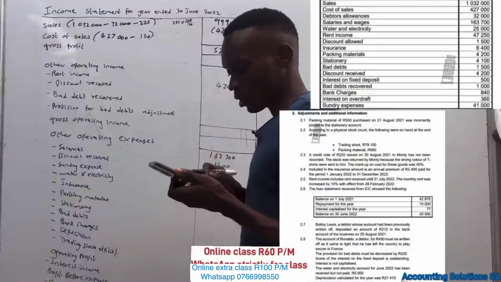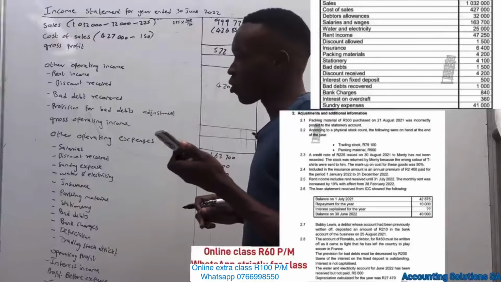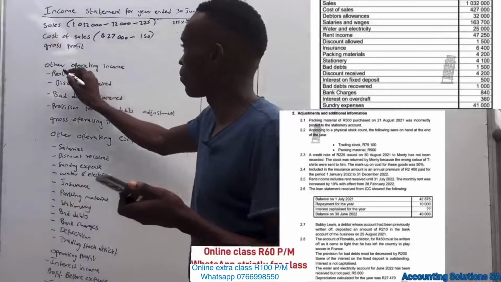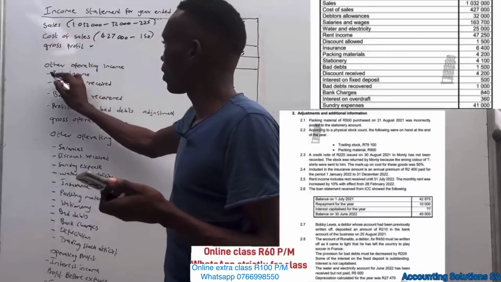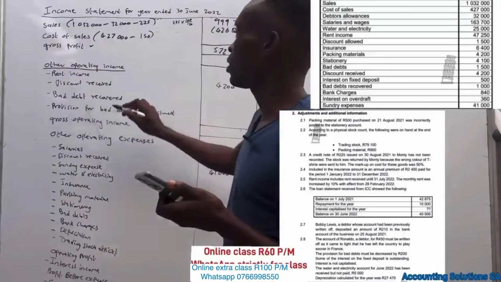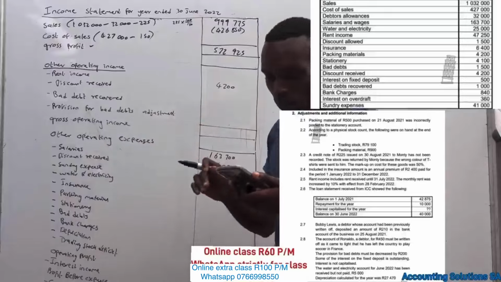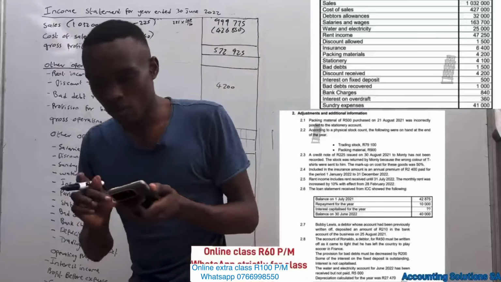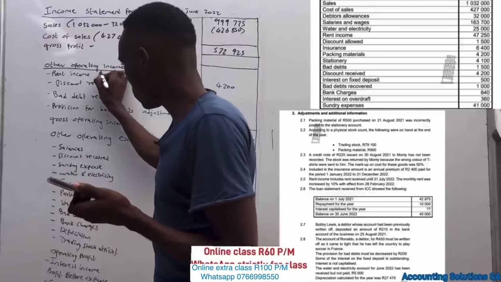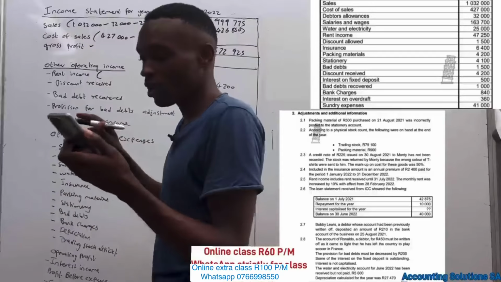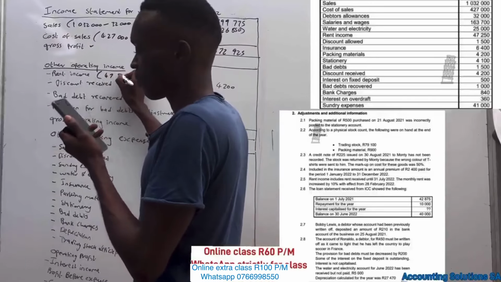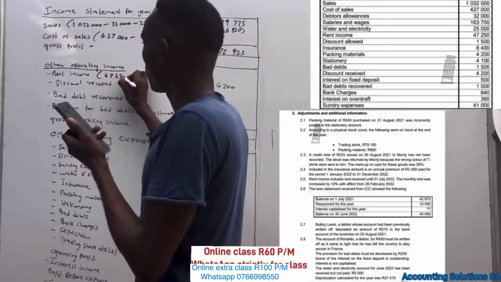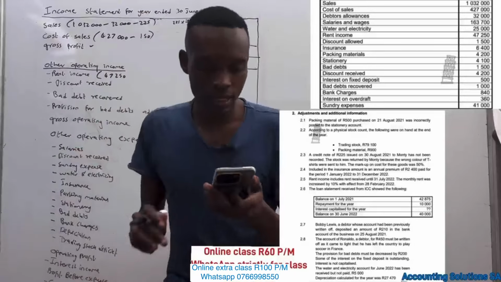Now, the next step, we have to go and check our other income. Okay, we got our gross profit is fine. Now we have to check other operating income. We have rent income. The first one we must start with is the one that has been given under the balance, which is 47,250, and we check the transactions.